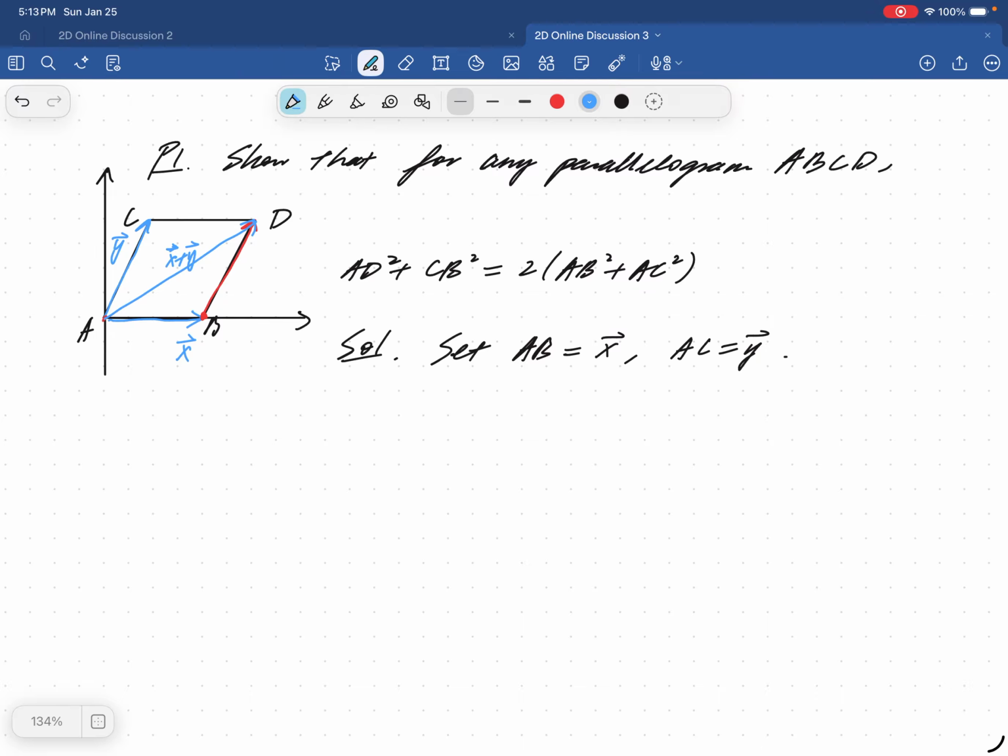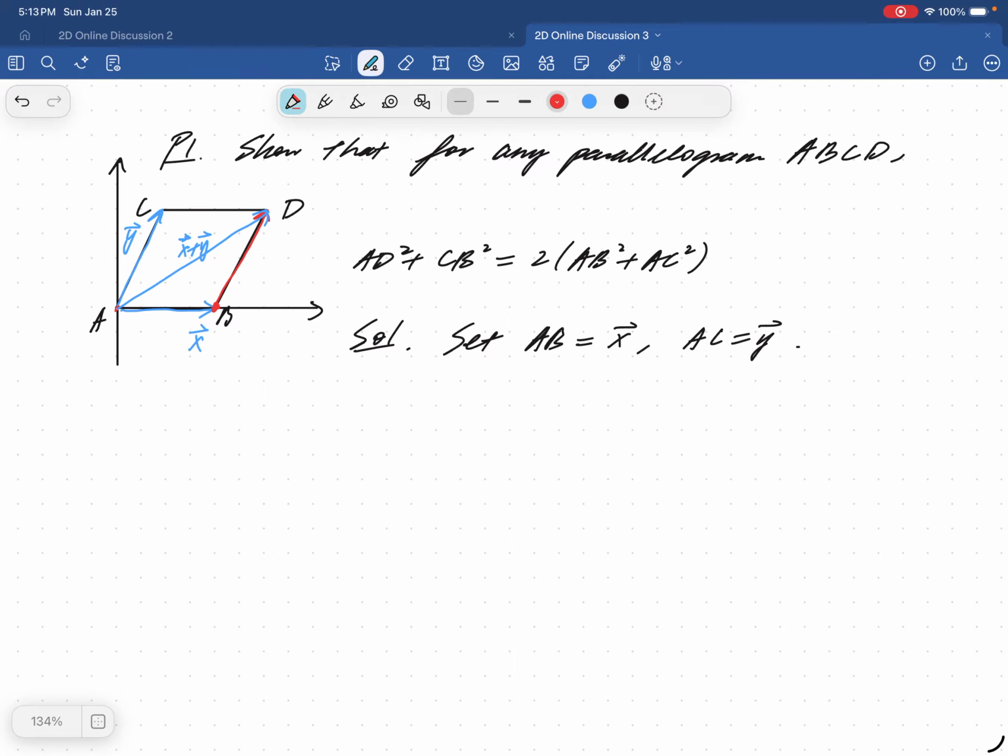And how do we calculate x minus y? We again do tip to tail. We put the tail of y here, but we reverse the direction. And so the resulting vector here is x minus y. But this is just the same length as this thing here. So x minus y is indeed our other diagonal.